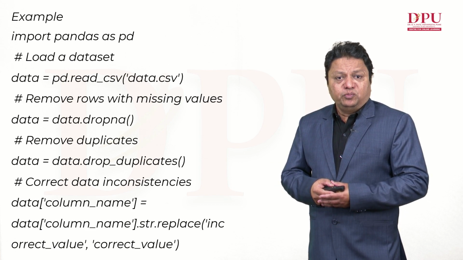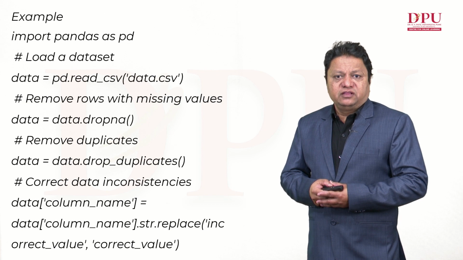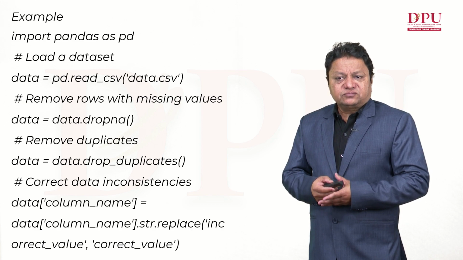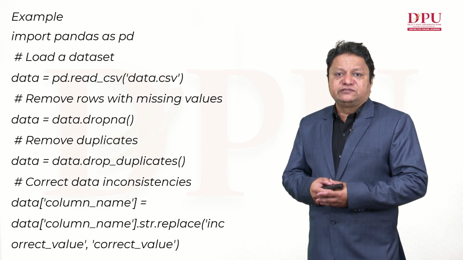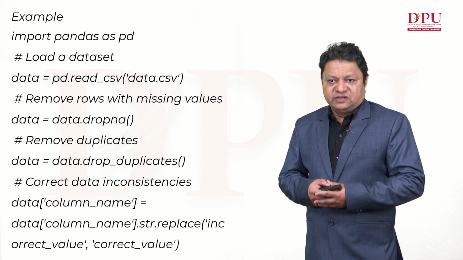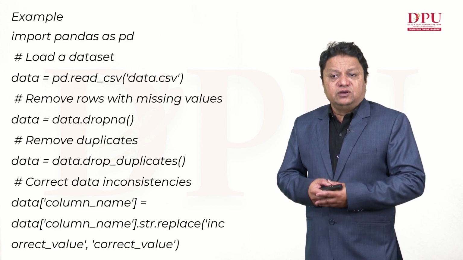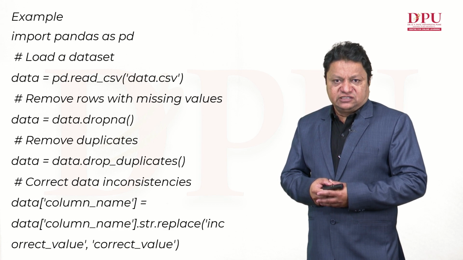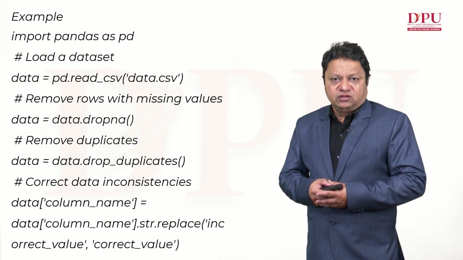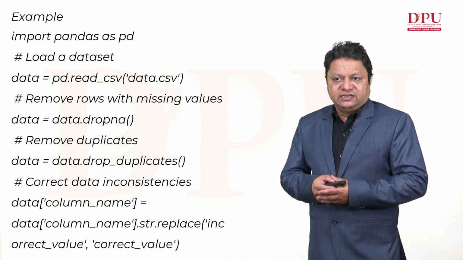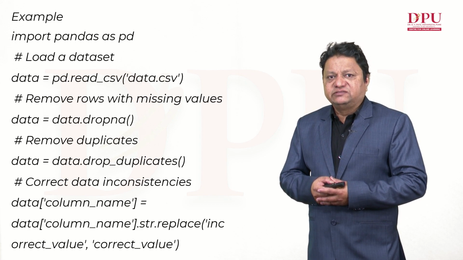If you want to remove duplicate rows, suppose that there are some duplicate rows or duplicate values, how do you find them? By using the drop_duplicates function of pandas, we can remove the duplicate rows as well. For example, data = data.drop_duplicates() will find the duplicate rows in my data set, that is data.csv.